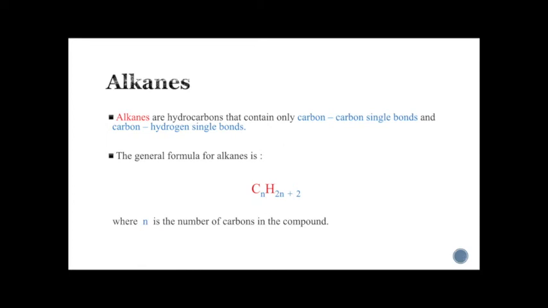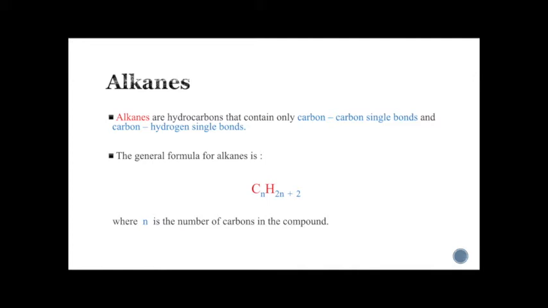The first group we're going to be looking at are alkanes. Alkanes are hydrocarbons that contain only carbon and hydrogen single bonds. And the general formula for alkanes is CnH2n plus 2. So that kind of helps us. If we know how many carbons we have in the carbon chain, we can figure out how many hydrogen.